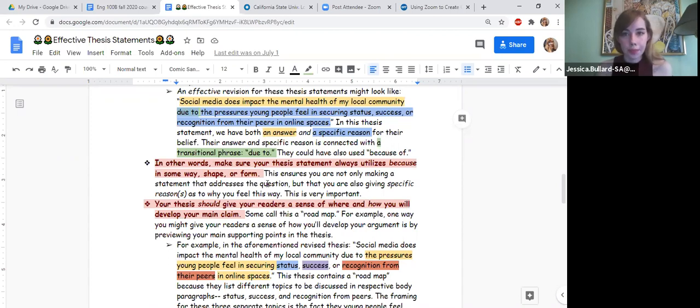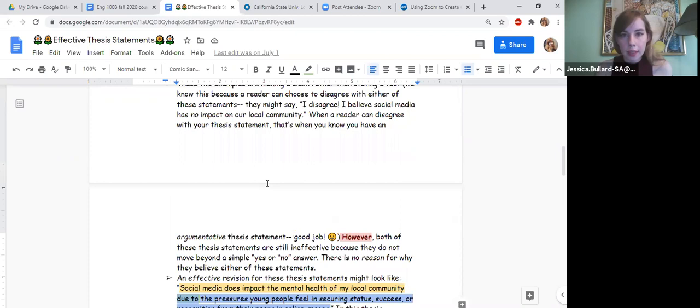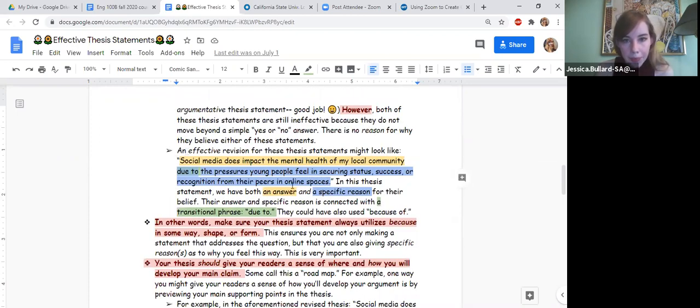So if I look at this, okay, the one that we just looked at right here, you can see the highlighting. There, I know which direction this writer is going to go in. I know they're arguing that the impact social media has on mental health is probably negative because young people feel insecure. They may feel pressured to try and be successful in the eyes of others. And I know that they're going to be looking at this idea of recognition from peers and how that's intimidating. Okay, so I know which direction they're going in, and they have been successful in their thesis statement.